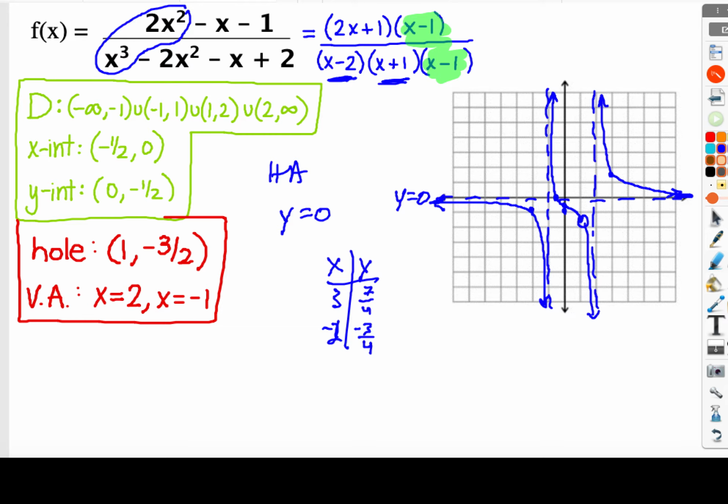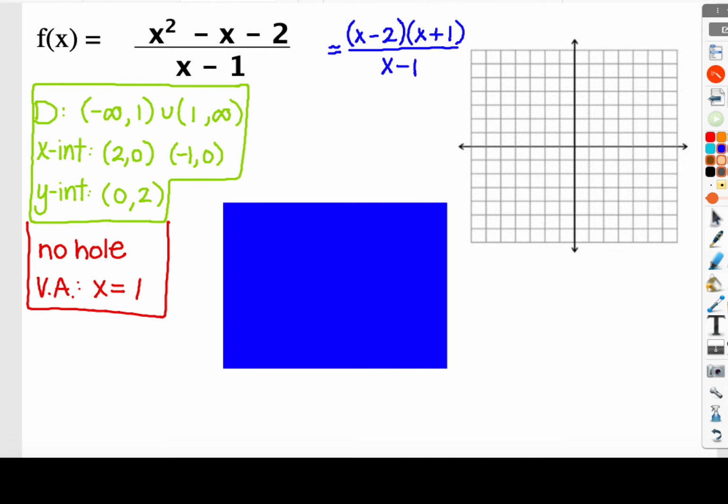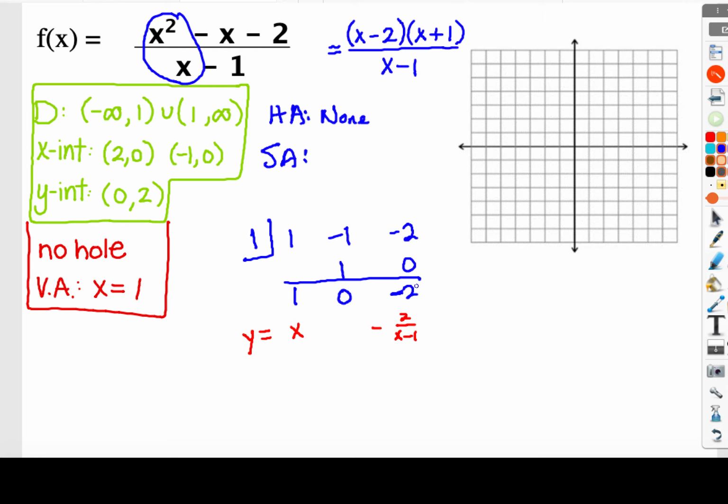Okay. Again, I'm going to move fairly quickly into that next graph. This time, taking a look at the top and bottom, we've got x squared over x. So remember, if the top degree is larger, we say there is no horizontal asymptote, right? None. But because it's exactly 1 greater, this is where we're going to have that slant asymptote. Okay? And to find the slant asymptote, all you have to do is a little bit of synthetic division.